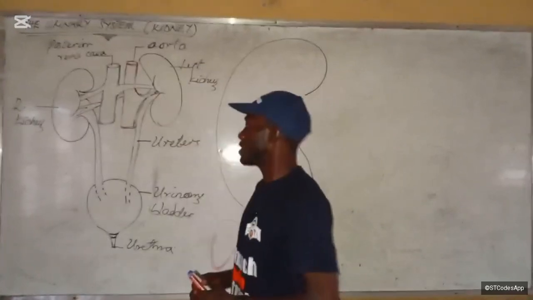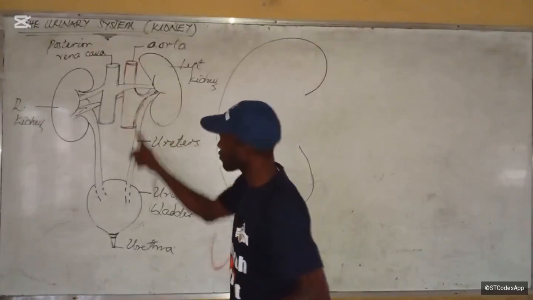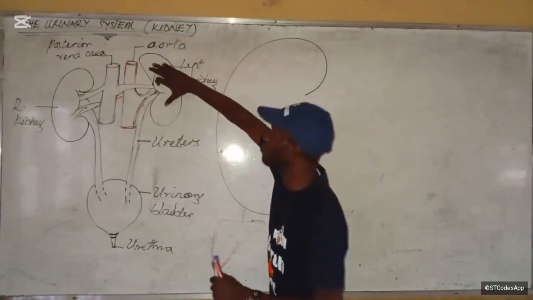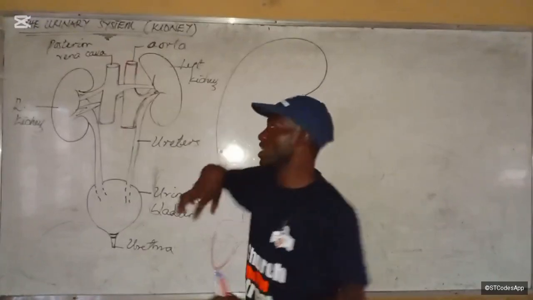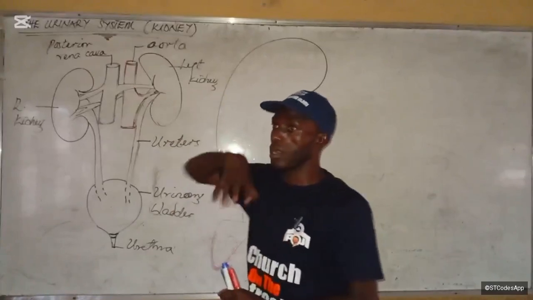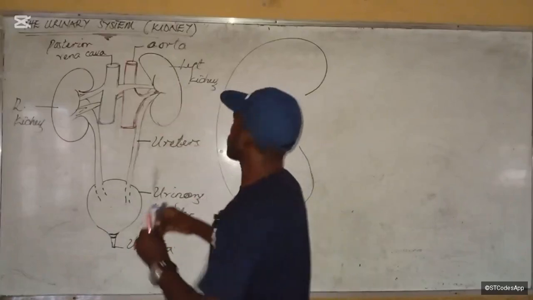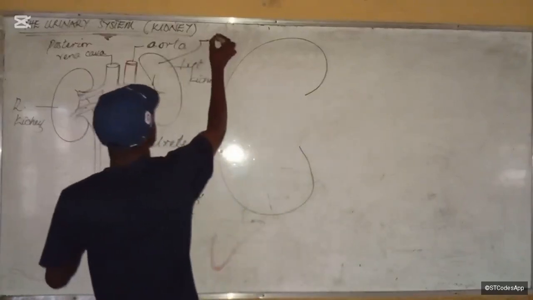Then you have the ureters. The ureters basically take the waste that is being removed. So the essence of taking blood filled with waste to the kidney is that the kidney performs an excretory function.